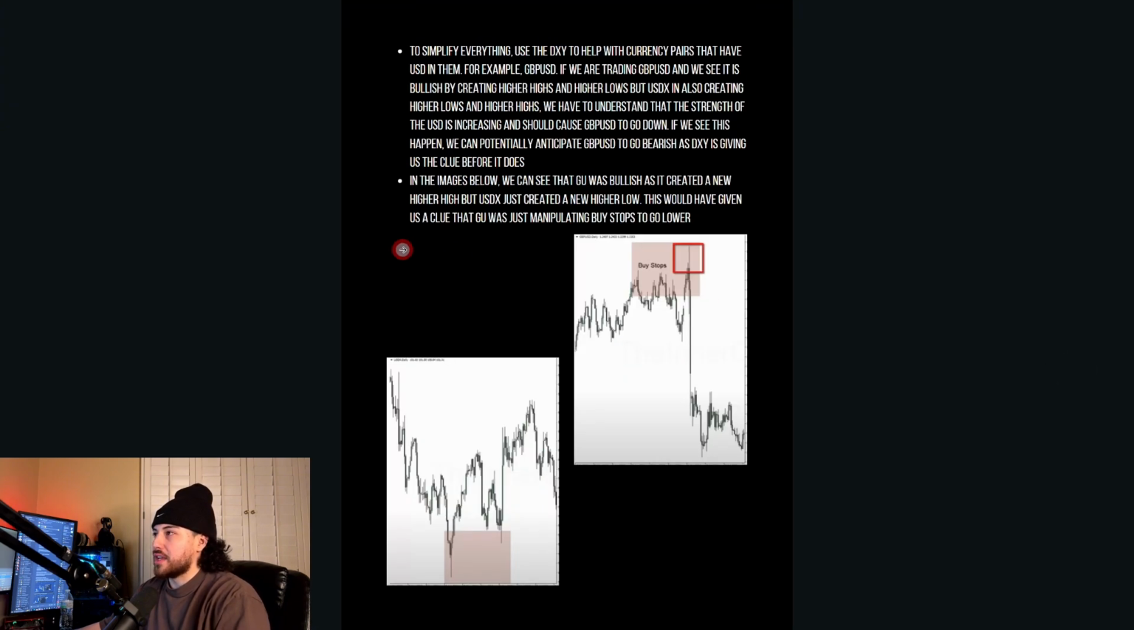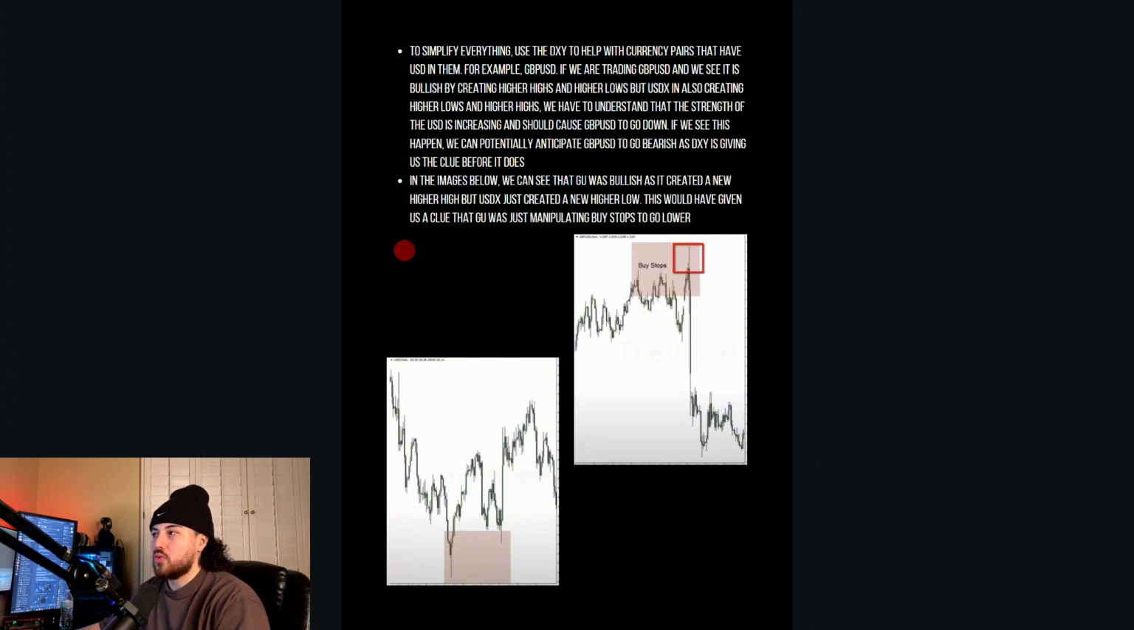To simplify everything, use a DXY to help with currency pairs that have USD in them. For example, GBP USD. If we are trading GBP USD and we see it as bullish by creating higher highs and higher lows, but USDX is also creating higher lows and higher highs, we have to understand that the strength of the US dollar is increasing and should cause GBP USD to go down. If we see this happen, we can potentially anticipate GBP USD to go bearish as DXY is giving us the clue before it does.